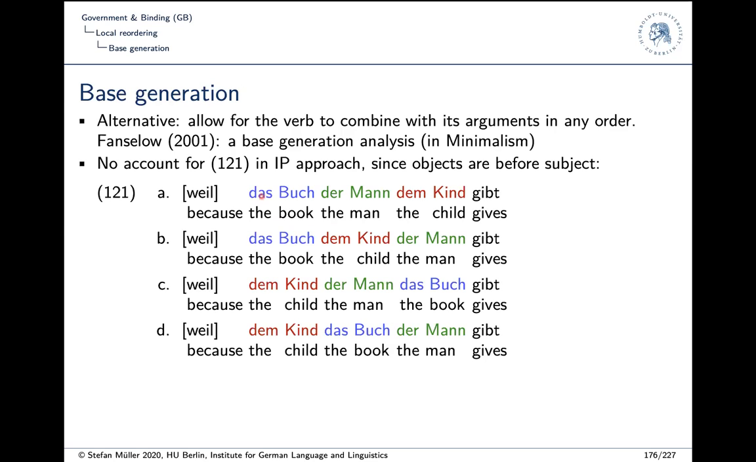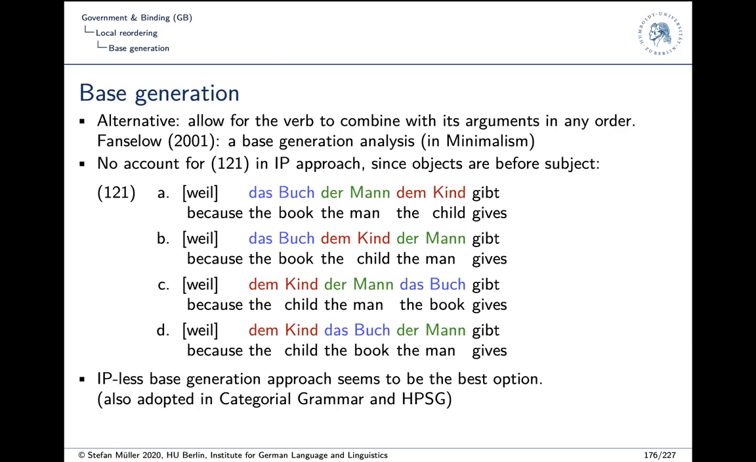So the examples where stuff is in front of the subject cannot be accounted for. Examples like das Buch der Mann dem Kind gibt, where the accusative object is before the nominative, or accusative and dative are before the nominative, and so on. These are not accountable in an IP approach, where the subject is only there in spec IP and not inside VP. So the real solution to most of the problems here seems to be that we don't have an IP for German. That's something suggested by Hubert Haider. And we have base generation for all these orders. That's basically what categorial grammar and HPSG are doing. And we will come back to that once we look at the theories in more detail.